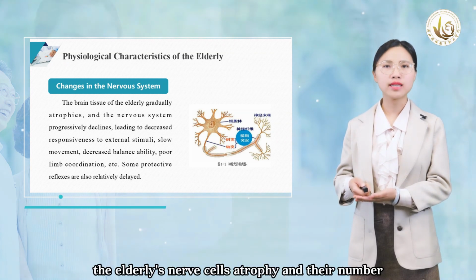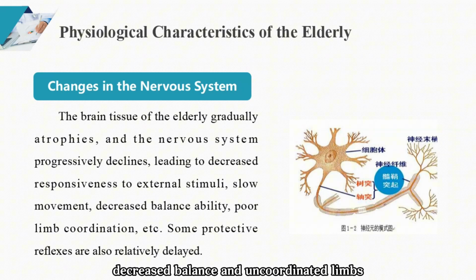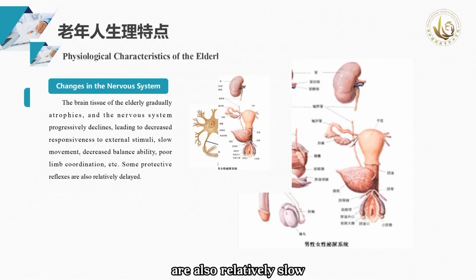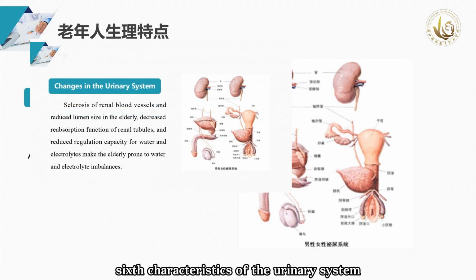The elderly's nerve cells atrophy and their number decreases, leading to slow movement, decreased balance, and uncoordinated limbs, and the responses of some protective reflexes are also relatively slow. Sixth, characteristics of the urinary system.